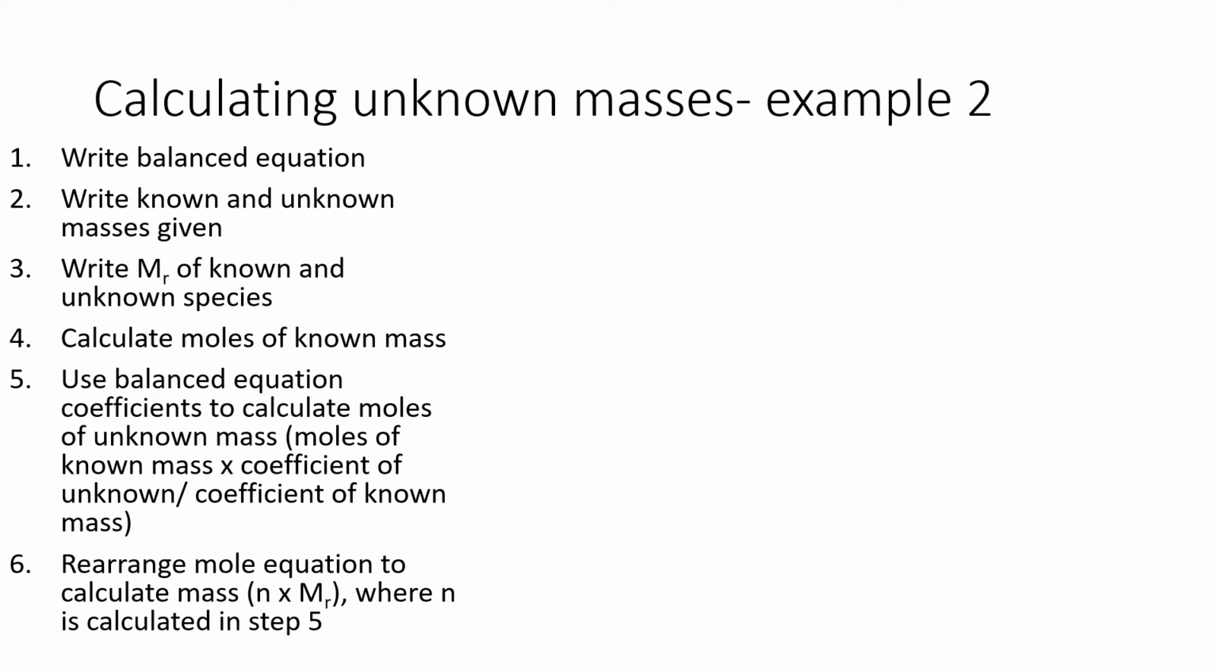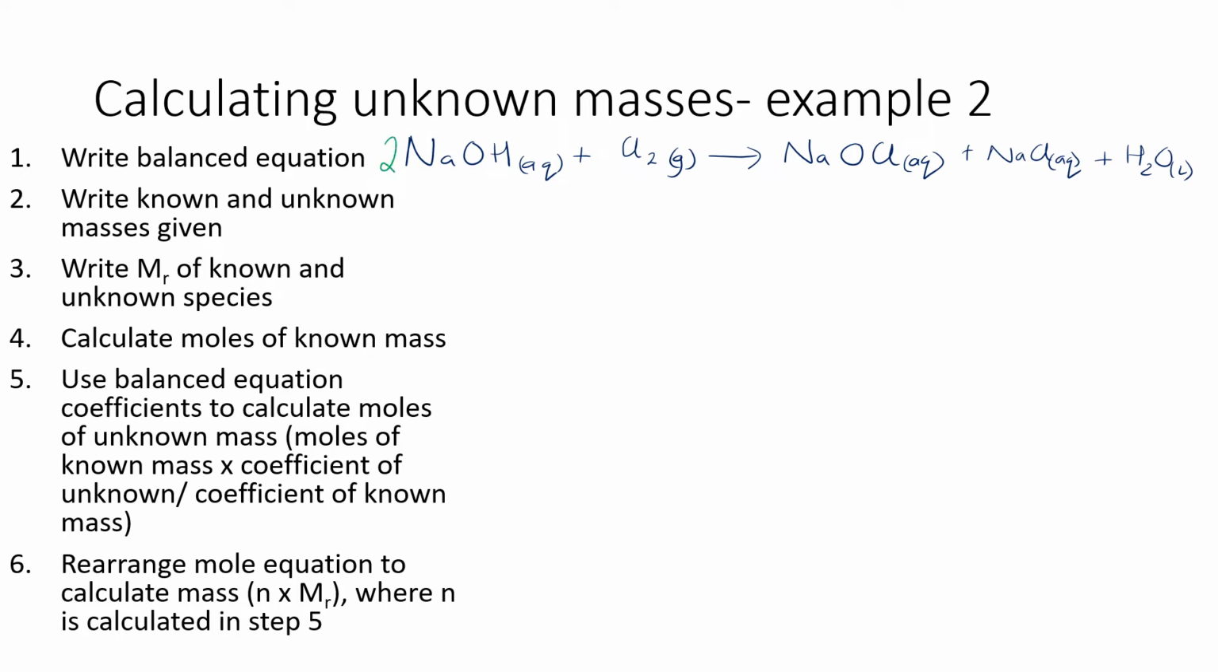Here's another example. I write my balanced equation. Sodium hydroxide plus chlorine to produce bleach plus sodium chloride plus water, and I write the known and unknown masses given after I've balanced it, and I can see that I've been told that I need to make 5 grams of bleach, but I need to know how much sodium hydroxide I need to react with chlorine.